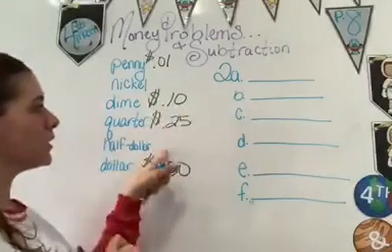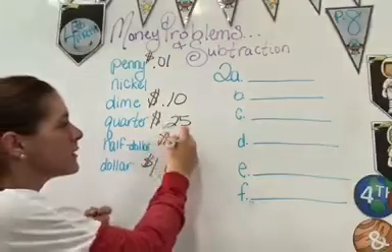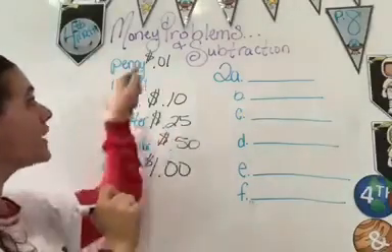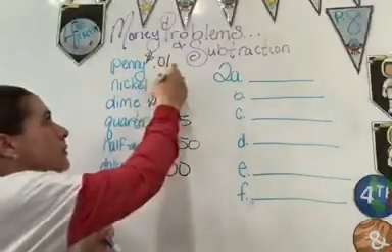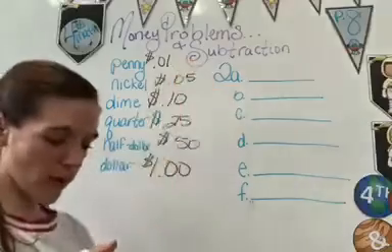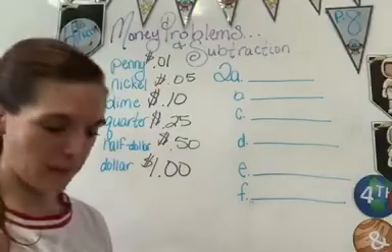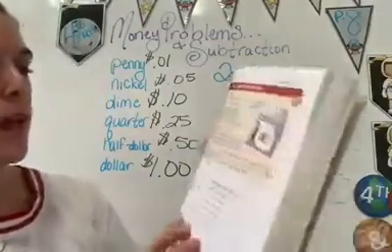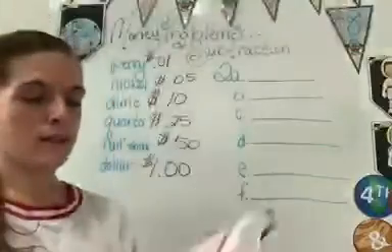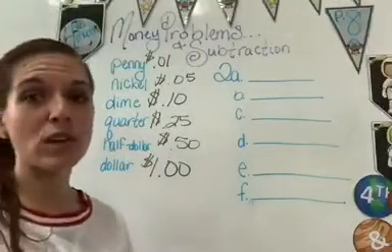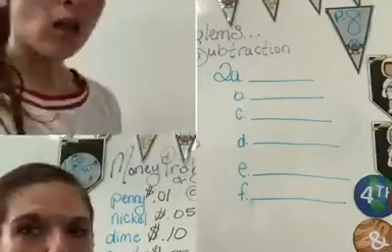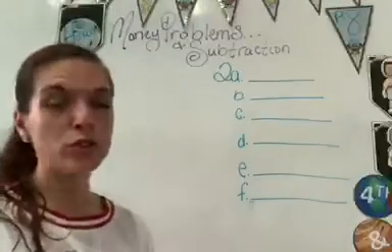A half dollar, 50 cents. And a nickel, 0.05. Okay, so now I want you to stop the video again and try to do number 1. And then we're not gonna check it because really your answer's in the back of the book, so do that right now. Okay, now we're ready to do number 2, you guys.